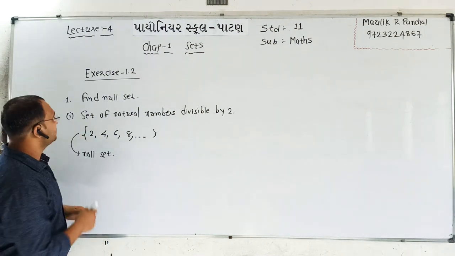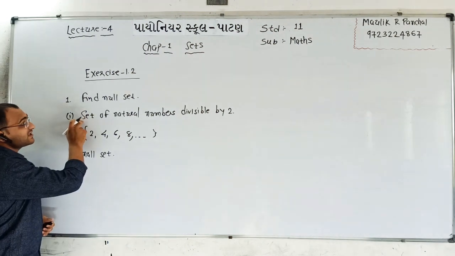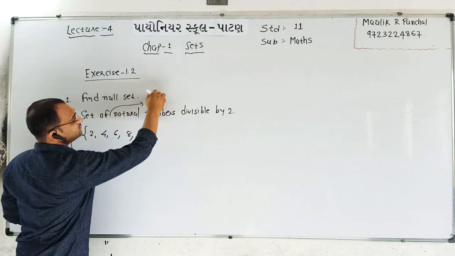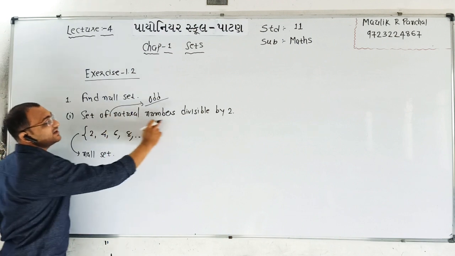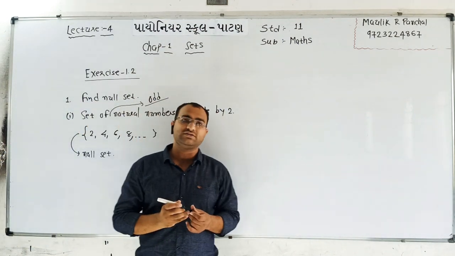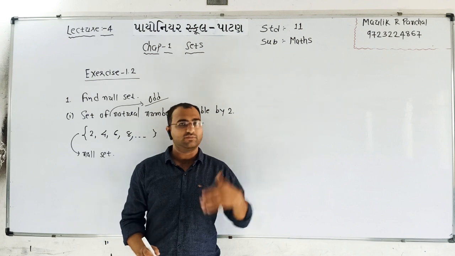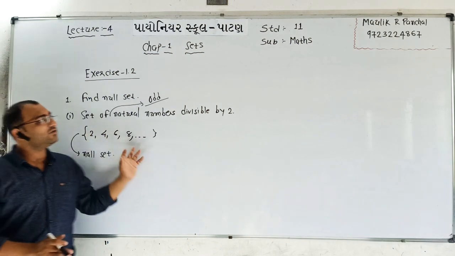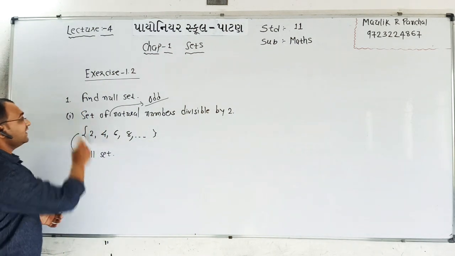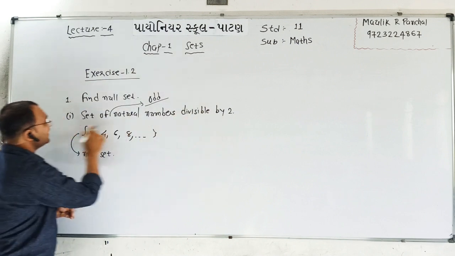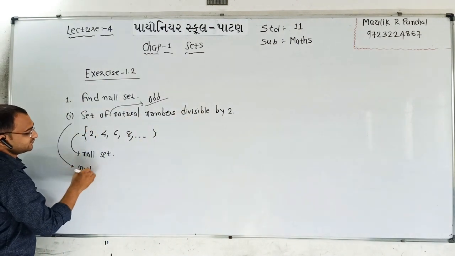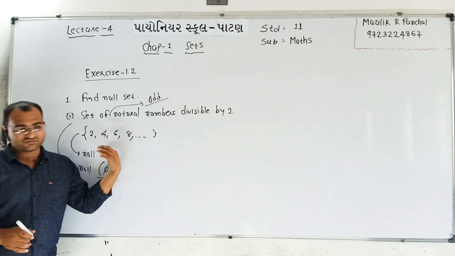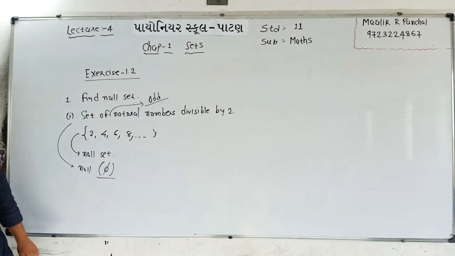If this question is the set of odd natural numbers which are divisible by 2, odd natural numbers are 1, 3, 5, 7, 9 up to infinity. But these numbers are not divisible by 2. That means the set of odd natural numbers divisible by 2 is a null set. Okay, friends, first question. Second question: set of even prime numbers.